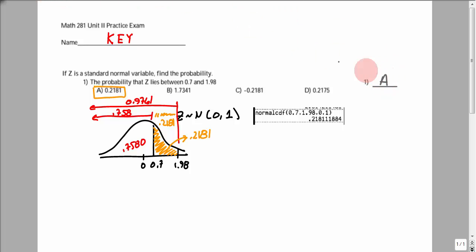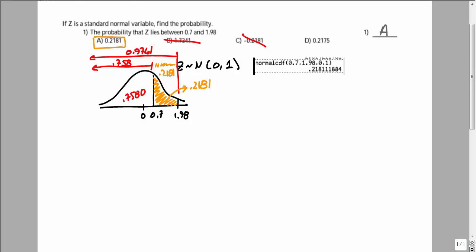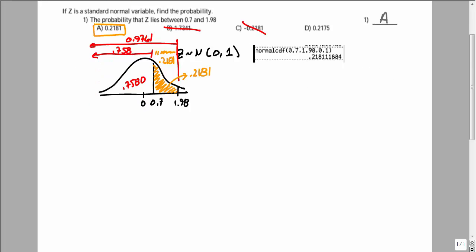One thing that you could do before you even get started is you could get rid of B, because all probabilities are between 0 and 1, and this is more than 1, and this one's negative. So neither one of these answers are possible because they're not even probabilities. So again, a nice little curve sketch is very, very helpful here.